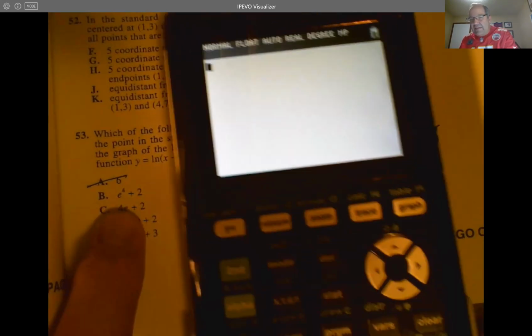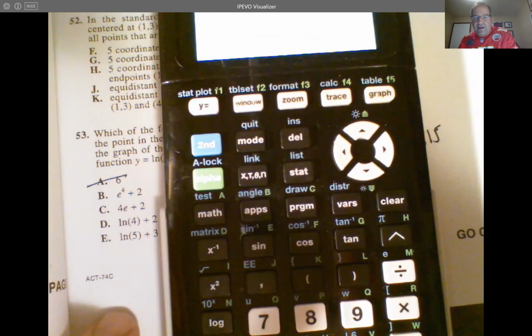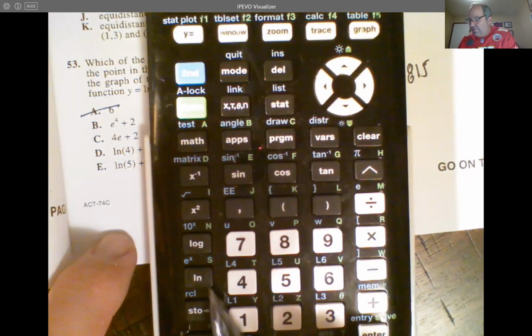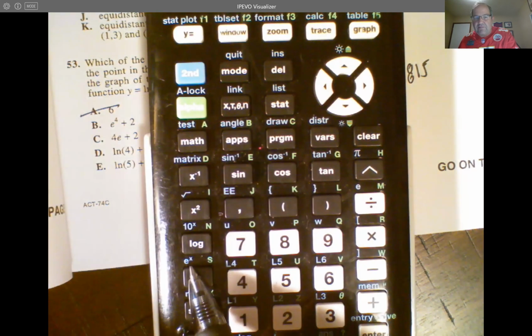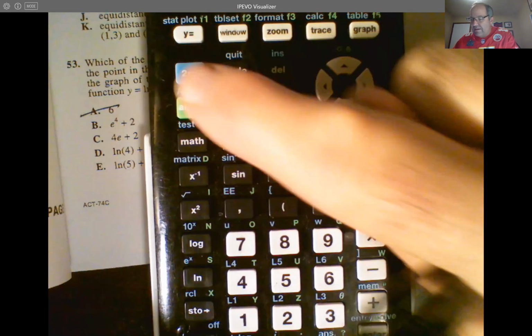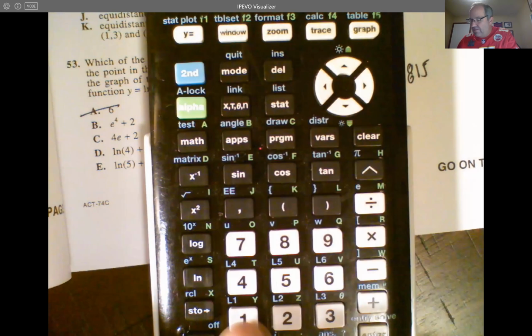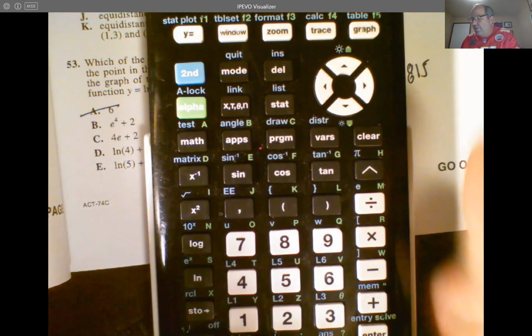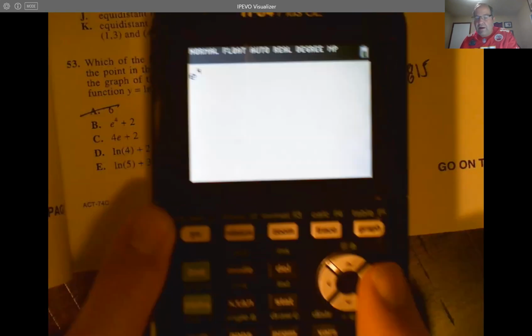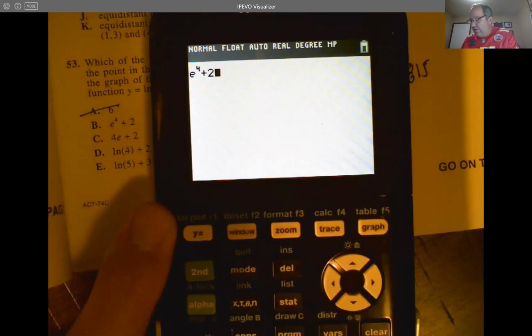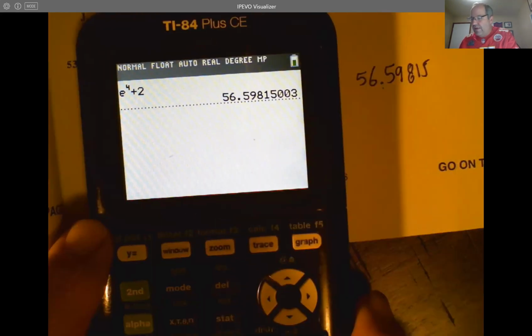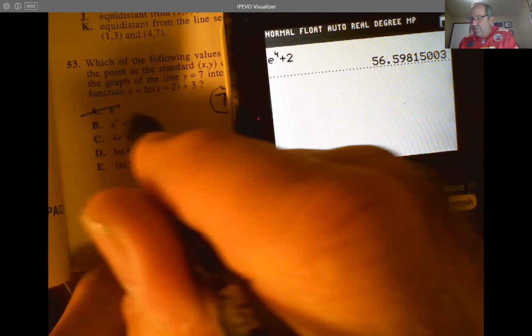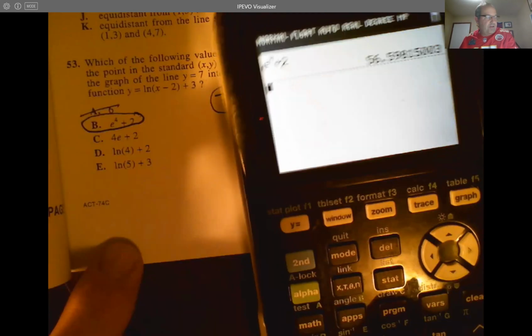I got to type in this e to the 4th, and e is kind of weird. It is on the natural log button. Do you see in blue above it? You see e to the x. So I have to press second and then press the natural log button to get that. So it's e to the 4th power, arrow out of the power and choose +2. Enter. Hey, that's the same decimal answer. That's it. Using the calculator to get it.